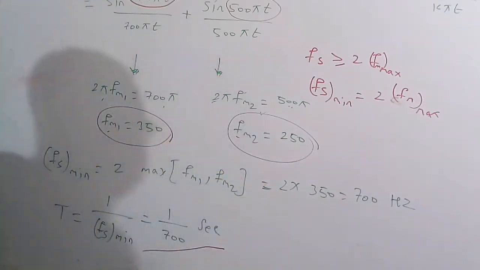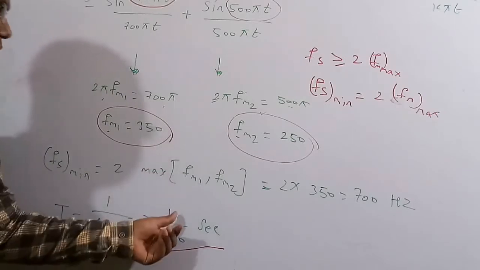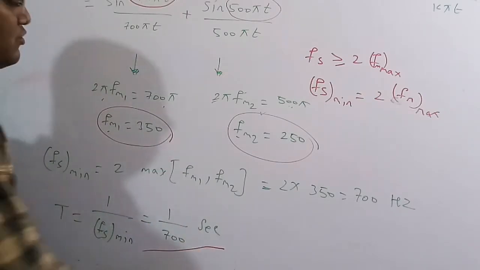In the question they ask Nyquist sampling interval means 1 by 700 seconds. This is the correct solution of this question. Now I am going to solve the 1009 question.